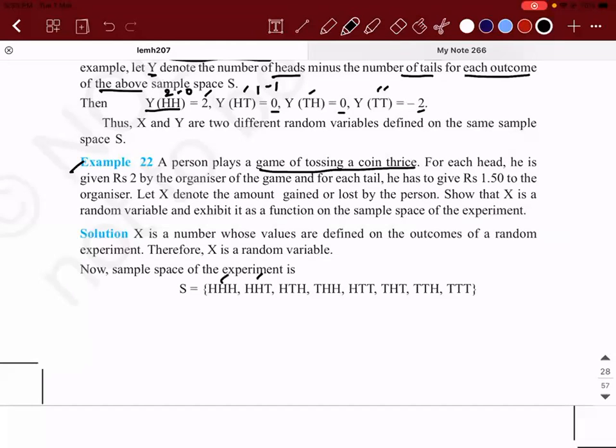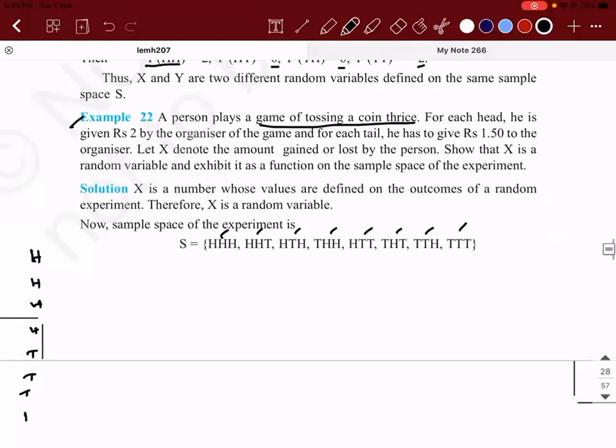HHH, HHT, HTH, THH, HTT, THT, TTH, and TTT. I hope everybody knows how to write this. If you take everything and put it there, you'll get it.